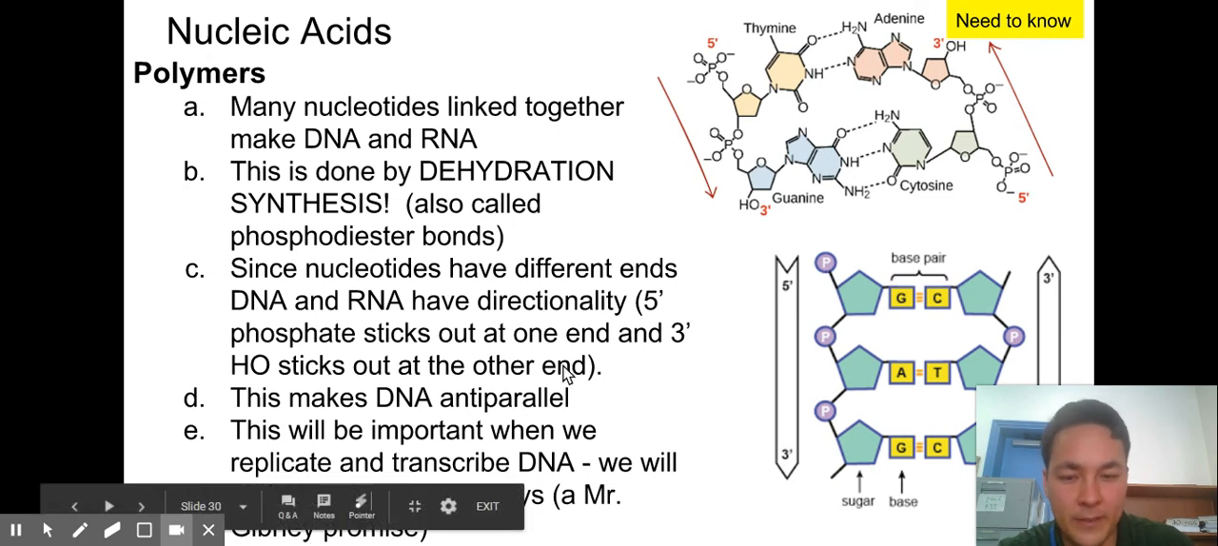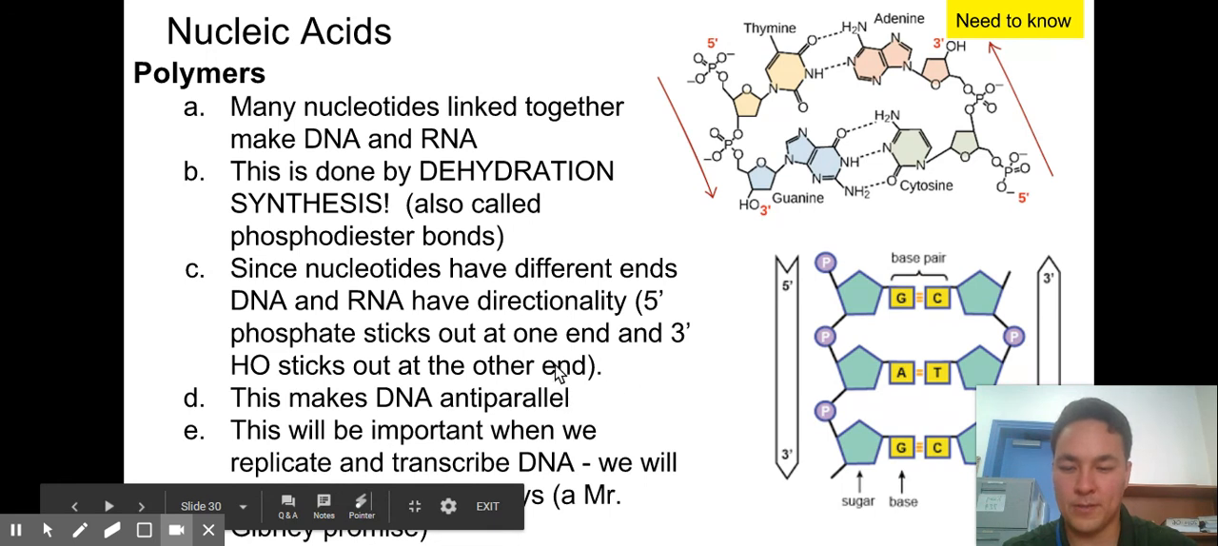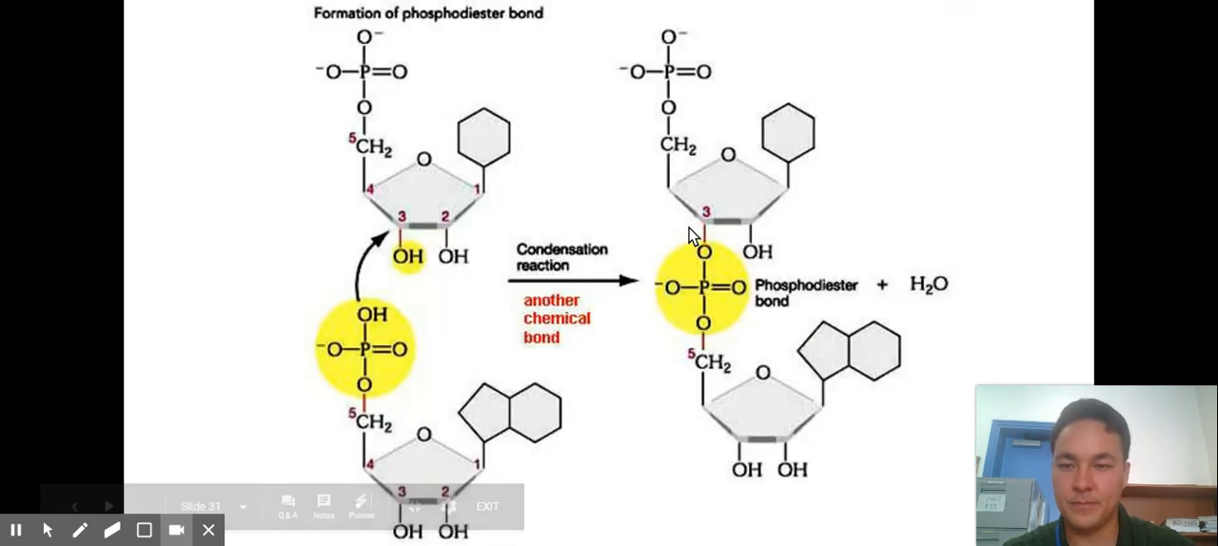So this part we didn't really get to a lot, so I'm not going to put directionality or anti-parallel on it. But just like a highway, one part of DNA runs upstream and the other part of DNA runs down. This is going to be important when we're reading DNA and when we're copying it later on. And this is just due to the chemistry of how we can add new parts onto DNA. We'll revisit this post the winter holidays.